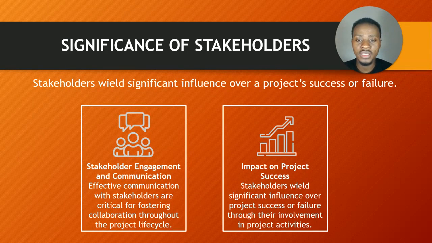The fourth one is stakeholder engagement and communication. Effective communication with stakeholders is critical for fostering collaboration throughout the project lifecycle. When we communicate properly with our stakeholders, it helps us foster good collaboration. The fifth one is impact on project success. With good stakeholders on our project, we have good chances of having a successful project at the end of the day, which is always the objective of every project: to provide a solution to a problem.